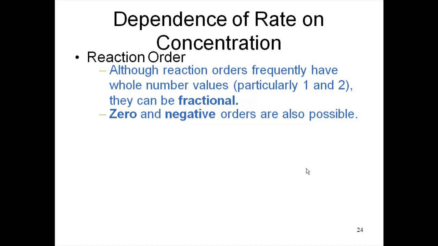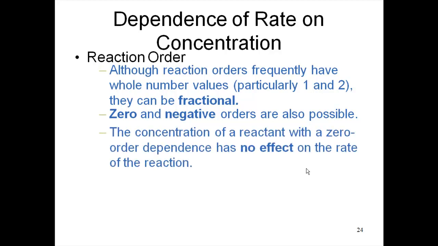Let's talk about 0 a little bit more. The concentration of a reactant with a 0 order dependence has no effect on the rate of reaction. It has to be present in the experiment, but it has no effect on rate. If I double that concentration, the rate stays the same. If I triple that concentration of that species with 0 order, the rate never changes. But it has to be present for the reaction to go. As long as some is present, the reaction will continue on, but it will have no effect on rate.